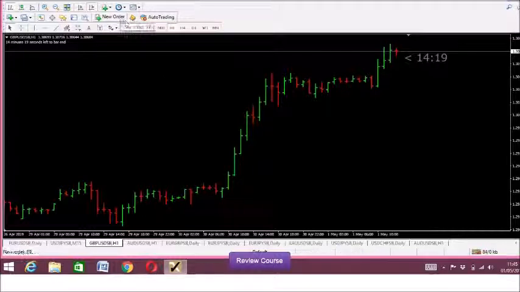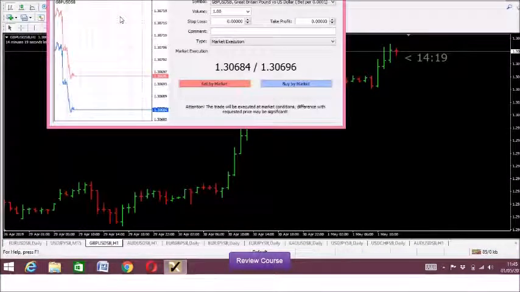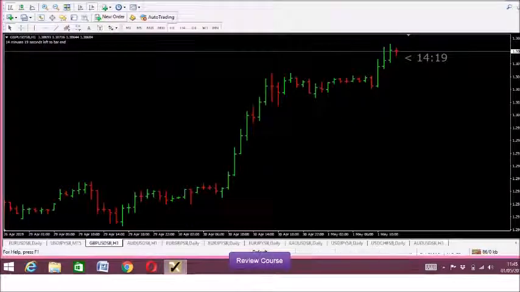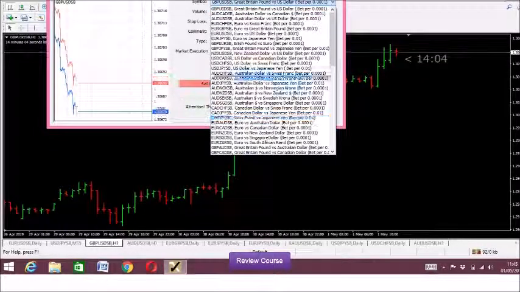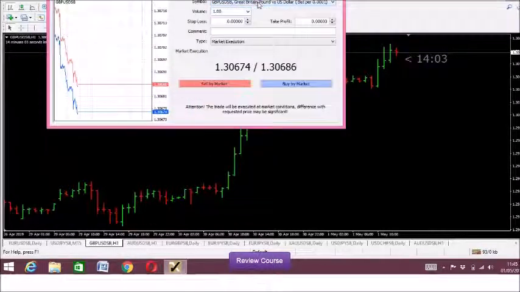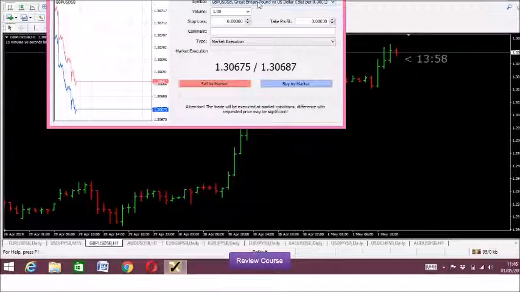Now we're going to place a new trade. First and foremost, we have a new order here. We're going to press on the new order. Now you can see on the top here we have the currency. This is where you choose whichever currency you want. In our example, we want to choose the currency GBP USD.